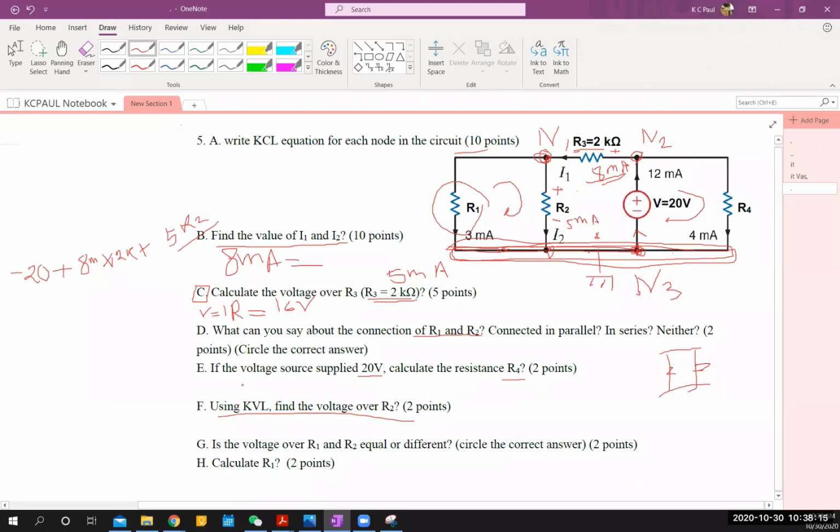So if you want to find out the resistance R4, you know that V equals IR, right? So V is equal to 20 volts, equal to the current here, 4 milliamps, times R4. Now this is very straightforward. You will get R4 is equal to 5 kilo ohm, because 20 over 4 milli is equal to 5 kilo ohm. There is no way to make a mistake here.